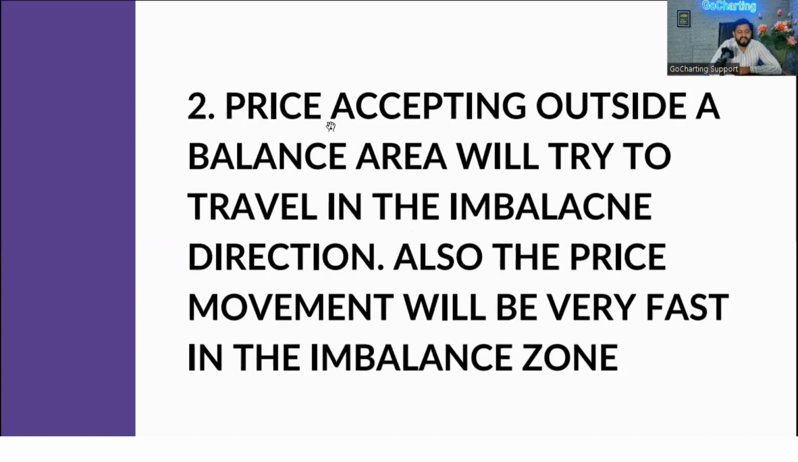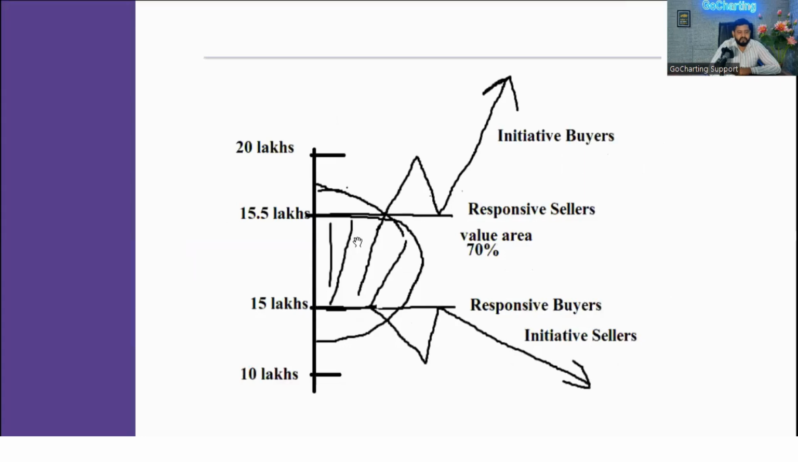Now, price accepting outside of the balance area will try to travel in the imbalance direction. Also, the price movement will be very fast in the imbalance zone. That we have just seen in the chart. You see here, price going above the value area, a small retest, and then a very fast move. Similarly, if the price is going below the value area, small pullback, and then a fast down move.